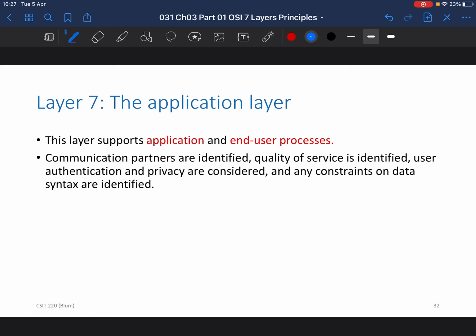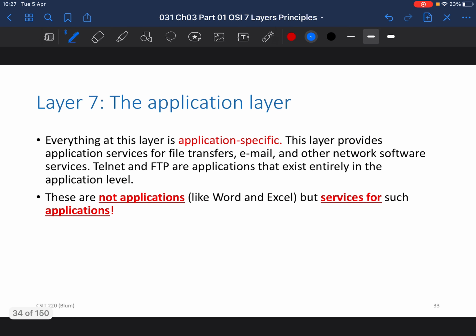The last layer is known as the application layer. This layer supports applications and end user processes. Communication partners are identified, quality of service is identified, user authentication and privacy are considered, and any constraints on data syntax are identified. Everything at this layer is application specific. This layer provides application services for file transfer, email, and other network software services. Telnet and FTP are applications that exist entirely in the application layer. These are not applications like Word and Excel, but services for such applications.